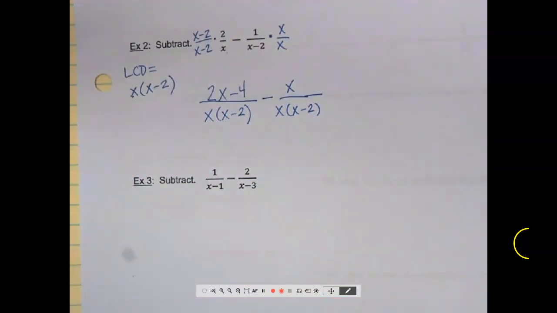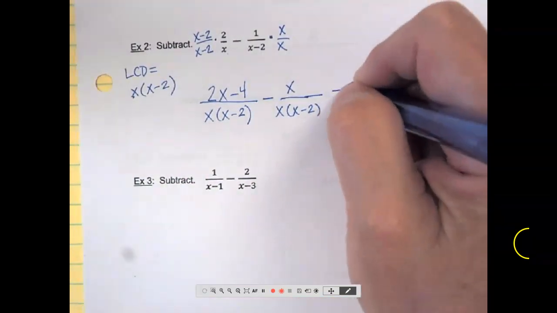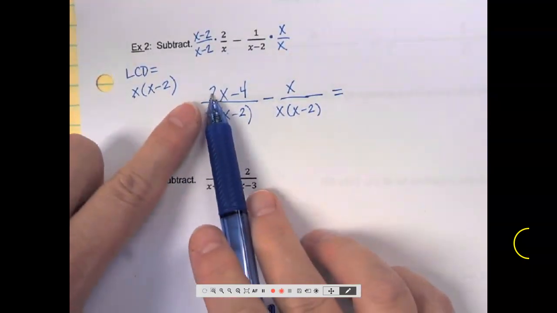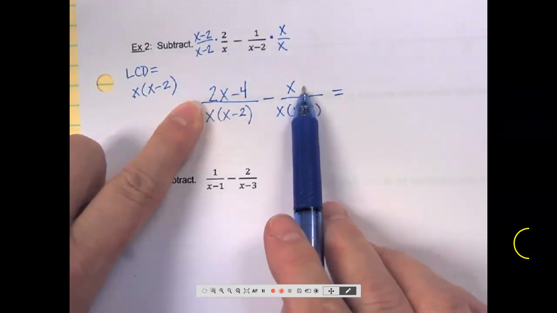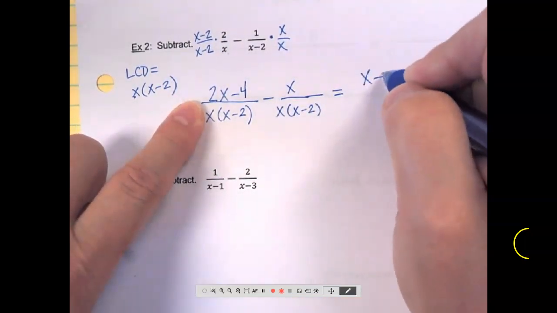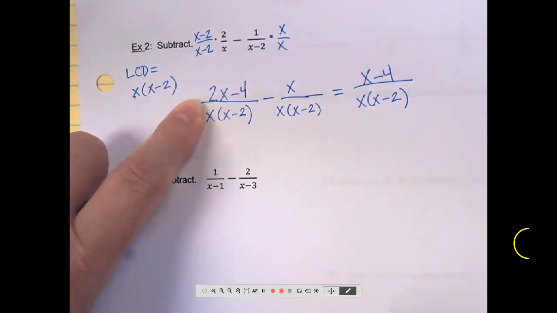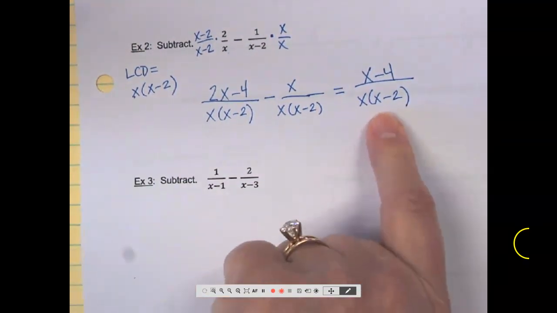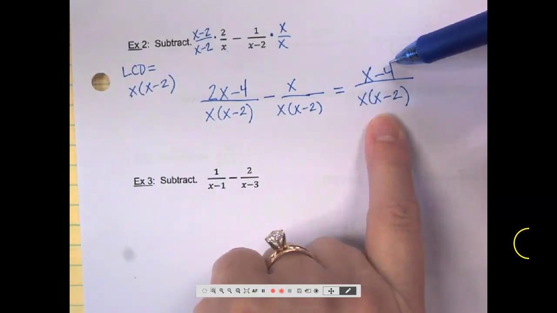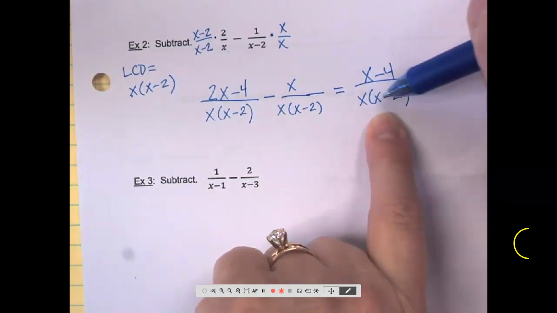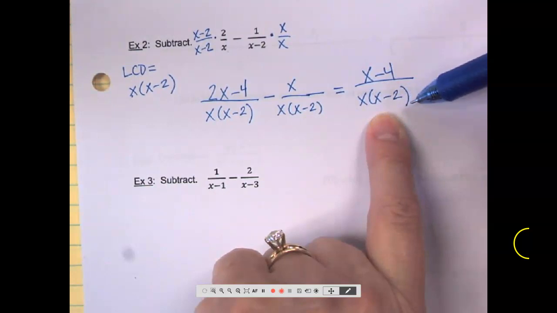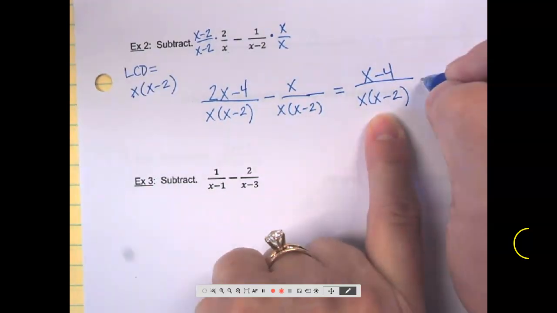So I got common denominators. Now I'm going to combine numerators. So I have 2x minus 4 minus x. What does that give me? X minus 4 over x times x minus 2. And this is why I like to wait until the end to distribute. What if this ended up being x minus 2? Then it would cancel with that whole factor. But it doesn't, so you can leave it like that.